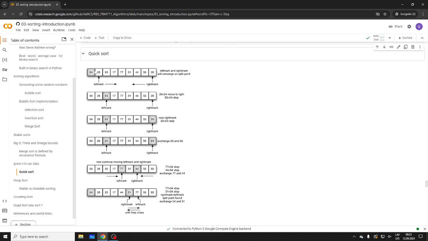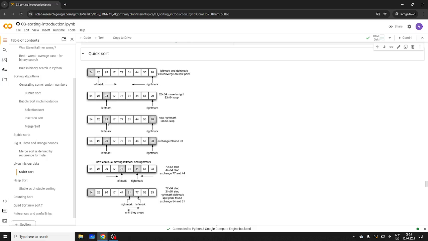It's the same idea, but a slightly different implementation. 54 is our pivot. Everything at this moment, like 26, is less than 54. We check that 26 is less than the pivot, so it stays. This is the left mark and this is the right mark.